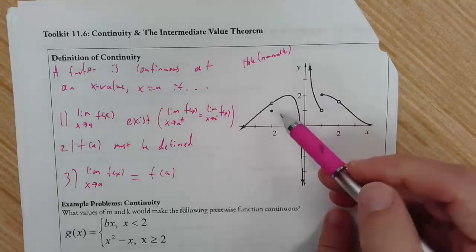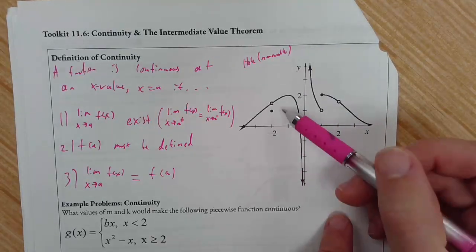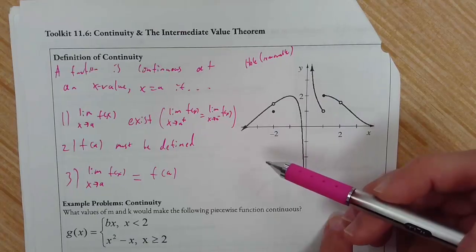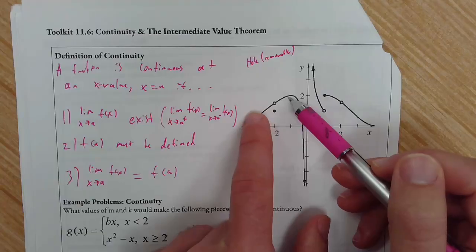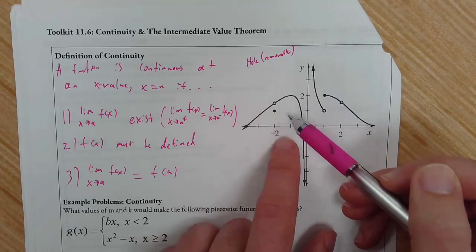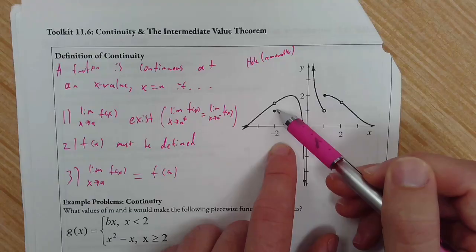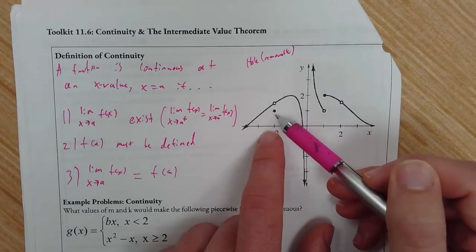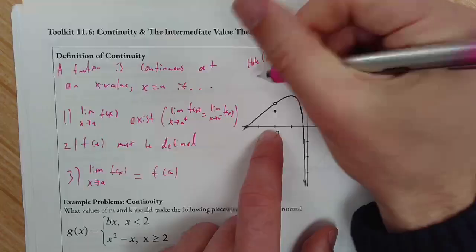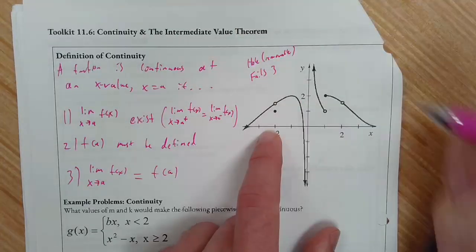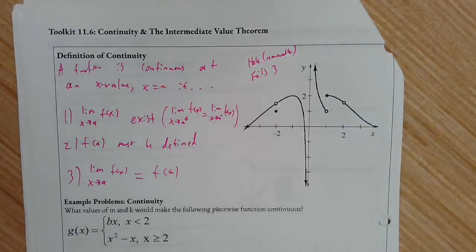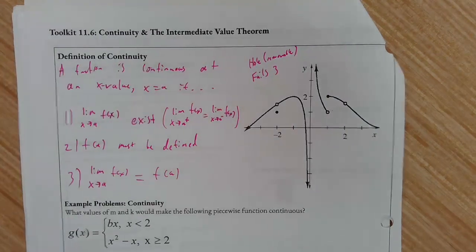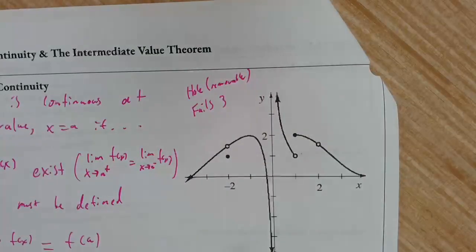And so if we look at this and we think about the 3 conditions, we know this is discontinuous, but why? Does the limit exist here at -2? So does it approach the same value? It does. The limit does exist here. Is f of -2 defined? Yes, it's here. But does the limit equal the output? No. So this would fail number 3. Does that make sense? Removable. So this fails number 3.